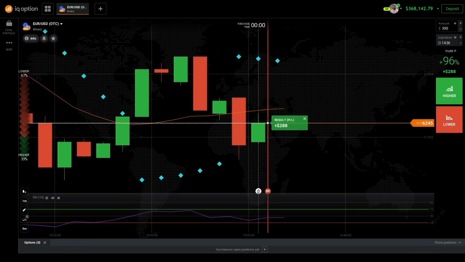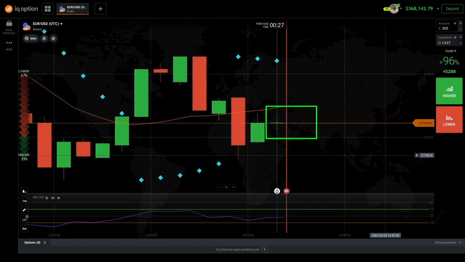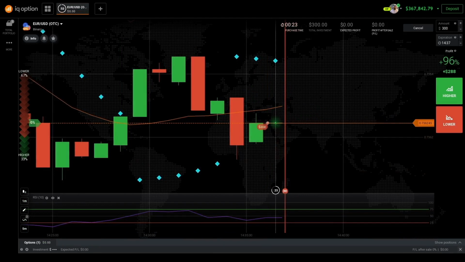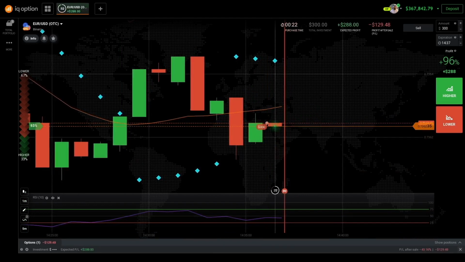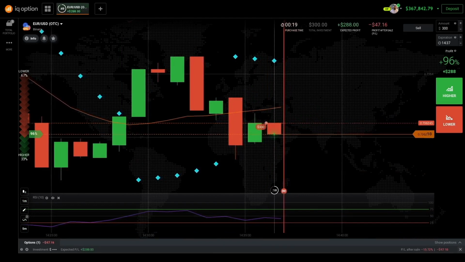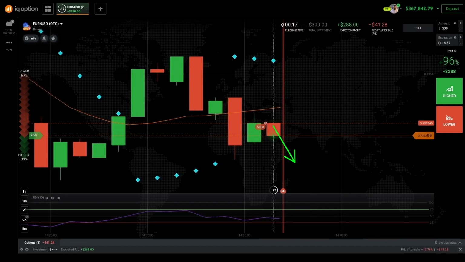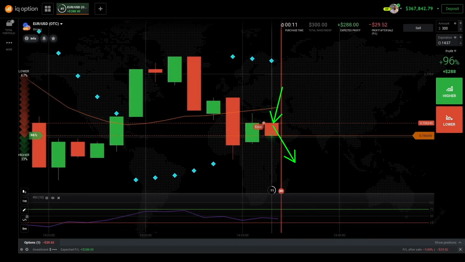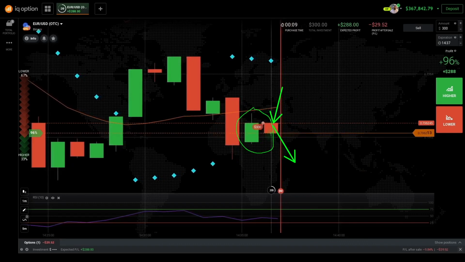Great. So yeah, the second win, $288. Let's open this one also. Yeah, this one is clearly going down. This will be a red candle. I'm 100%, guys, 100% sure, right? This one was green.